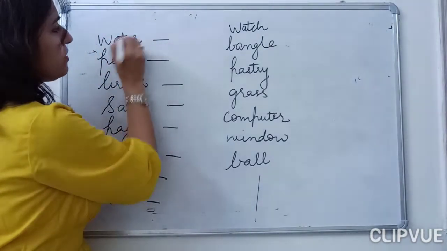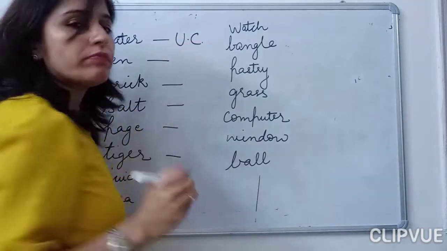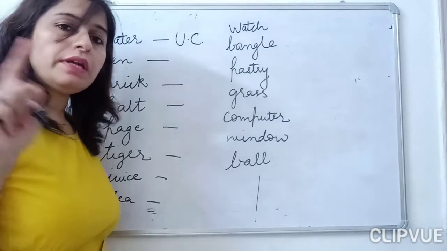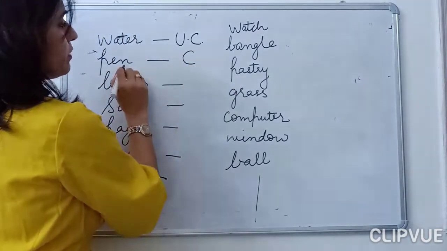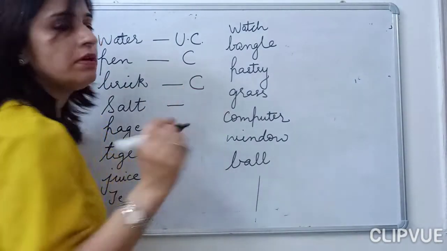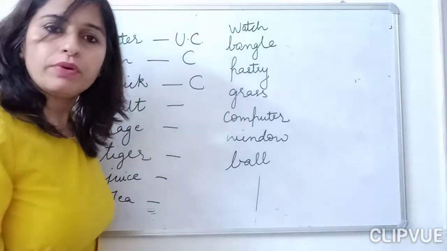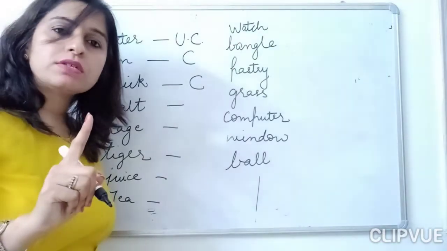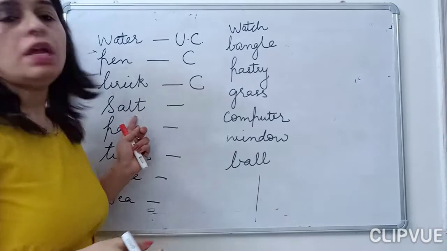For example, children, water. Water is an uncountable noun. But when I say a glass of water, a cup of water, a bottle of water, it becomes a countable noun. Pen, countable. The plural will be pens. Brick, again countable. Salt is uncountable, but when I say a packet of salt, 1 kg of salt, a bowl of salt, it becomes a countable noun.